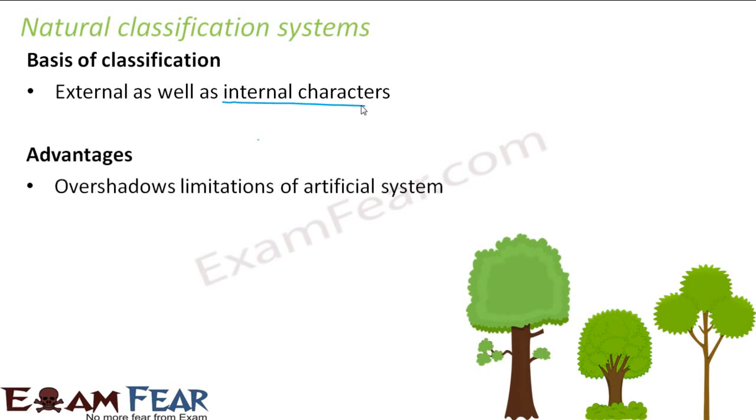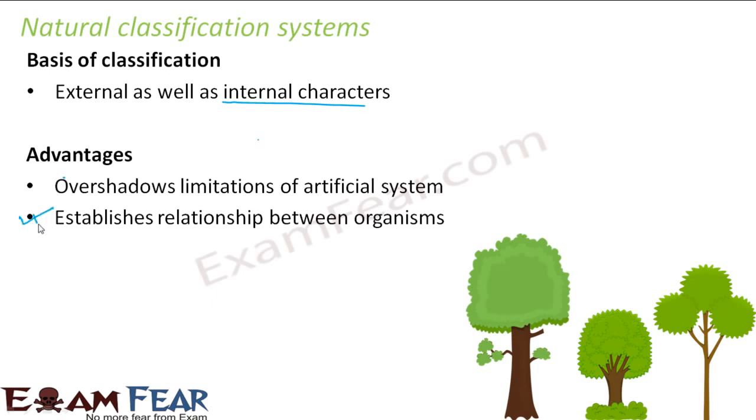So this was any day a better mode of classification than the artificial system. Advantages: it overshadows the limitations of the artificial system, because as I said, the artificial system was very much superficial. So it could definitely overshadow the disadvantages of the artificial system. It establishes relationship between organisms. Now, how could the system of classification establish relationship between different organisms?